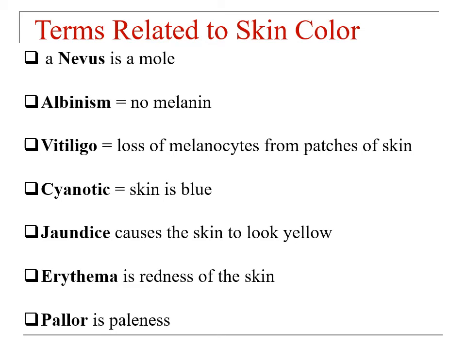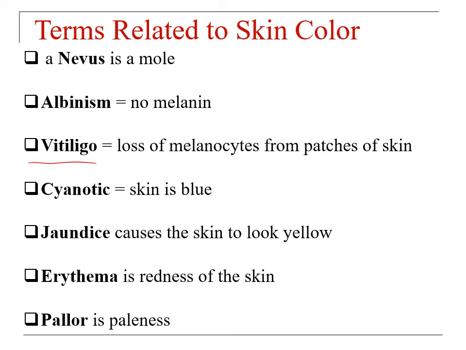Terms related to skin color: we have the term nevus, which means a mole, whenever we have a mole on the skin. We have the term albinism, no melanin. Albinism is a congenital disorder characterized by the complete or partial absence of the pigment in the skin, hair, and eyes due to a defect of an enzyme which is involved in the production of melanin.